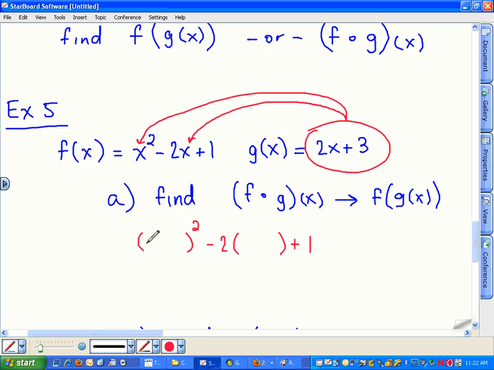What goes inside of these open parentheses? 2x plus 3. You guys are getting the hang of this. Now, this really stumped my last class, but we have seen something like this before, quite a few times actually.